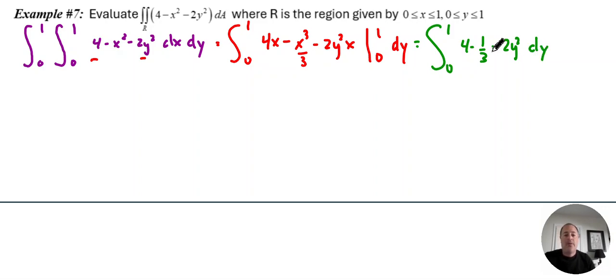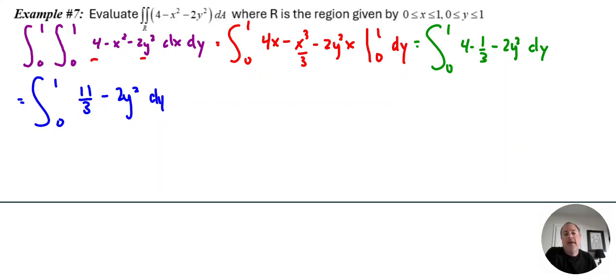So remember, again, we don't plug the 1 into the y value at all. And then technically minus 0, right? Because they all have an x constant. So we would do the minus 0, but I'm not going to put that in there because you guys all know that. So we get 0 to 1, and then we're going to get 4 minus 1/3, which is basically going to be 12/3 minus 1/3, which is 11/3, minus 2y squared with respect to y.